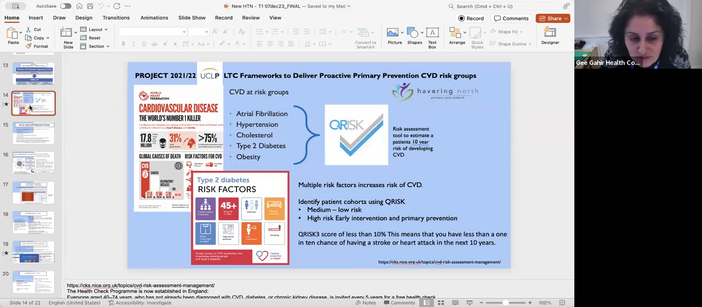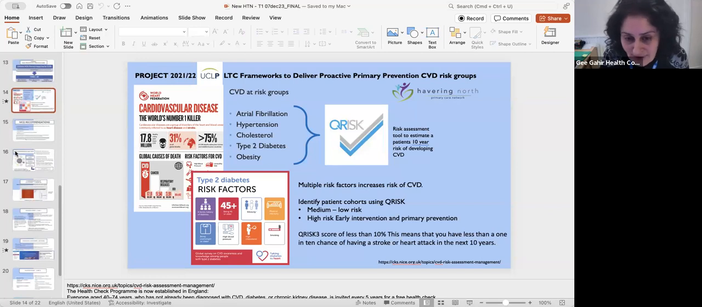So this project was in 2021-22. It's part of the UCLP long-term conditions frameworks, and it was to deliver proactive primary prevention to cardiovascular disease risk groups. It's a long title, but in actual fact, what we were doing was looking at patients who appeared with a Q risk of 10%, and what that meant was it was an estimate of patients developing cardiovascular disease in about 10 years, and then providing lifestyle intervention.